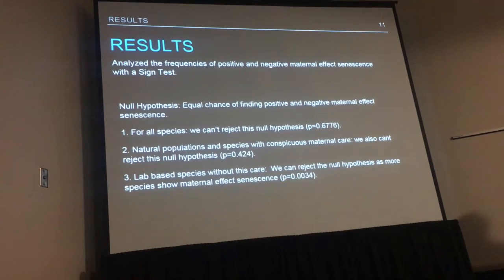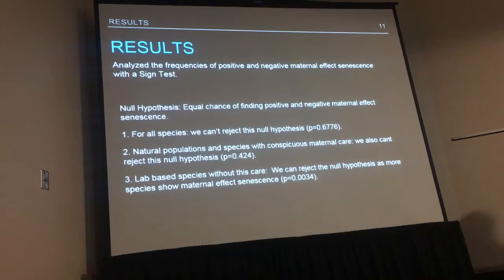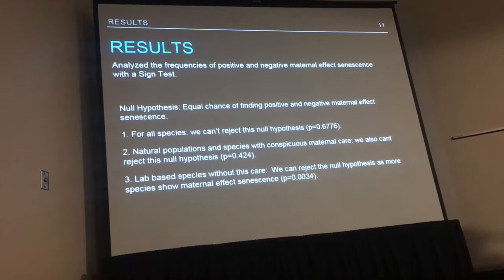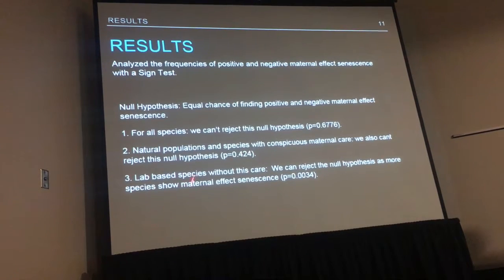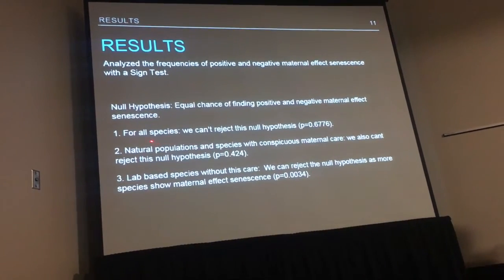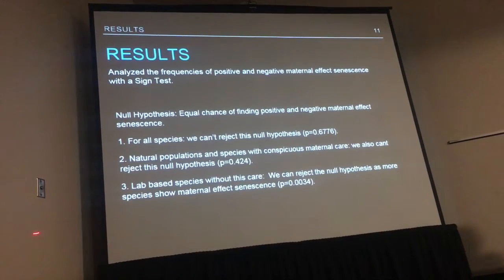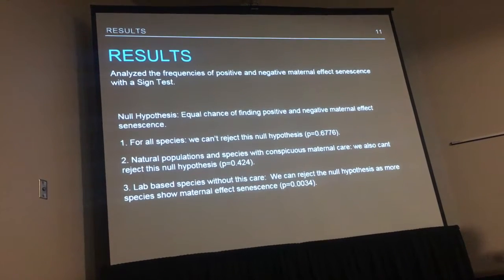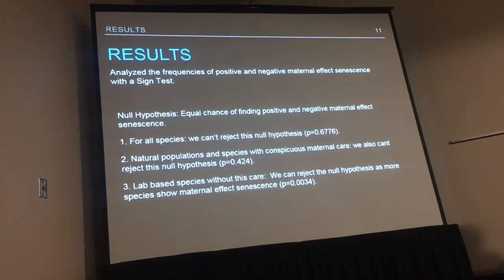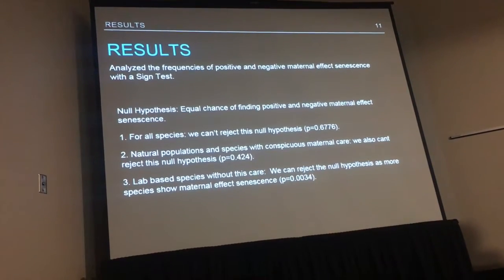And we were essentially asking whether maternal effect senescence was widespread. The null hypothesis was essentially that there is an equal chance of finding positive and negative maternal effect senescence. And when we looked at it across all the 32 species, we found that there was an equal chance of finding positive and negative maternal effect senescence. Then I broke it down into natural populations and lab-based populations, and natural populations with conspicuous maternal care. And we also couldn't reject this null hypothesis. So there was equal chance of positive and negative senescence.